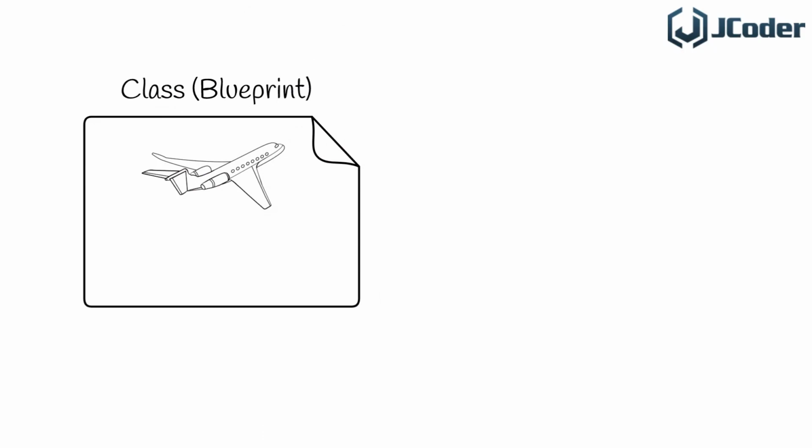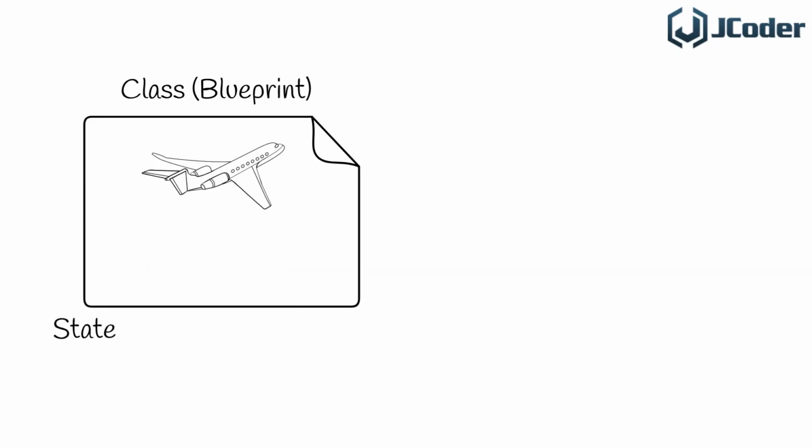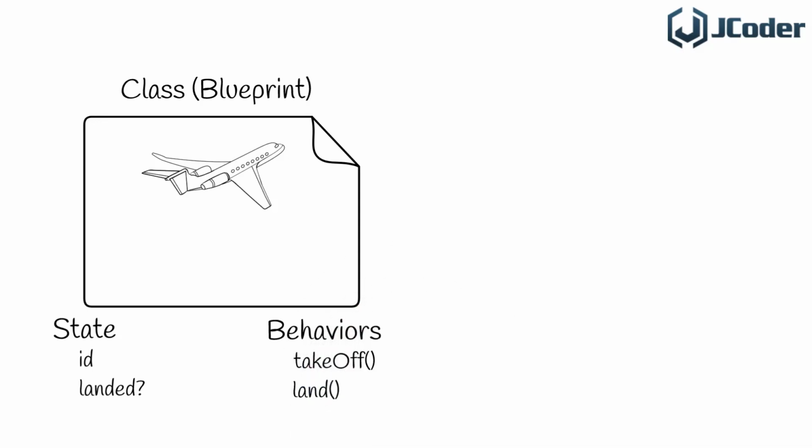In object-oriented terms, we want to identify the state or data of an airplane in our system and also identify the behaviors of an airplane that are relevant to our system. For the purpose of this example, let's assume that we want each airplane to have an identifier and a flag to indicate if the plane has landed or not. In terms of the behaviors, we want our airplane to have two behaviors. It can take off and it can land.